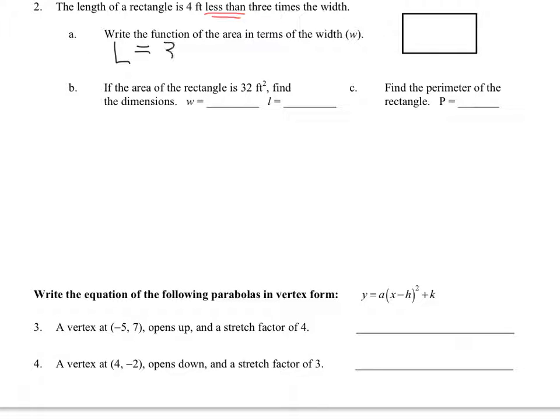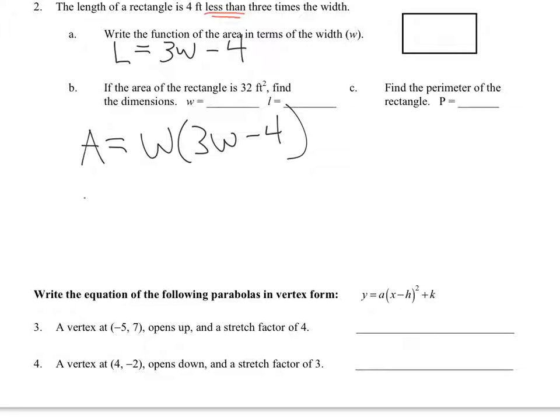That looks like this. You have to be careful. Whenever you see that "less than," it's actually flipped. So the length is this. You would go ahead and set up the area of this rectangle as the length times the width. I'm going to put the w first, the width times the length. Well, the length is 3w minus 4. And so finally, we get area equals 3w squared minus 4w. And then you would go ahead and continue solving.